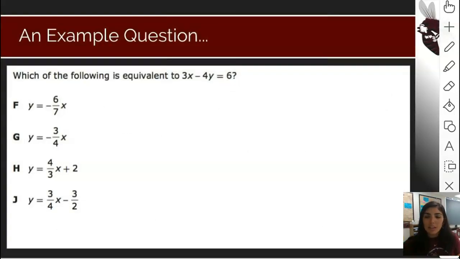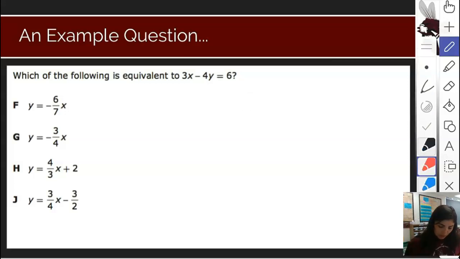So let's look again. This example is again more on the Algebra 1 level, and it asks which of the following is equivalent to 3x minus 4y equals 6. Equivalent means the same, so we know we're just rewriting this. And if we notice all the answer choices start with y, we probably want to rearrange this equation so that it says y equals. So let's practice again.